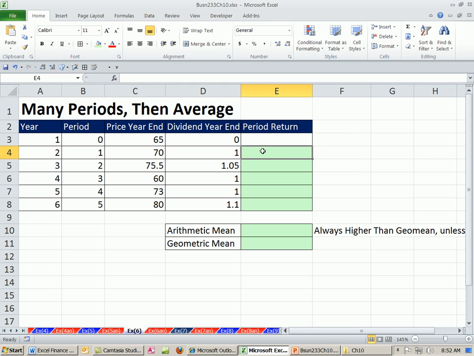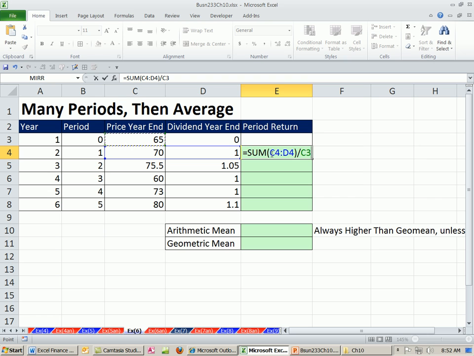We want to calculate our period or holding returns. It's always end divided by begin minus 1. So I'm going to say sum of these two. Now, here's where we started. But here's the stock at the end of 1 year and the dividend. So I take that divided by the begin.